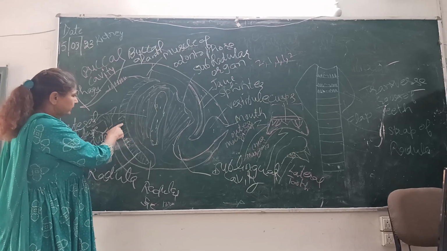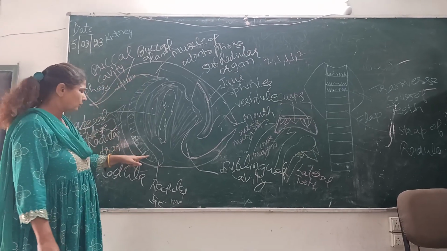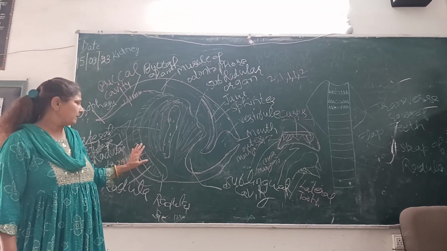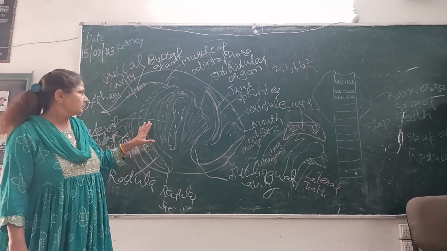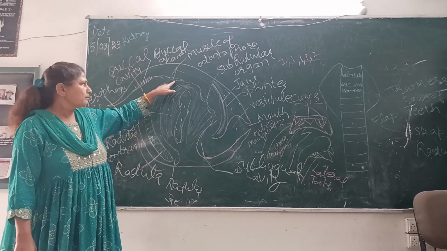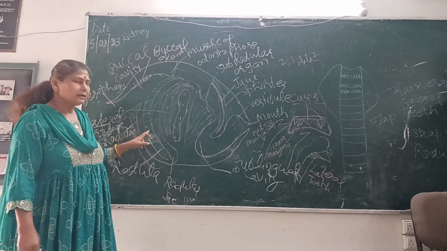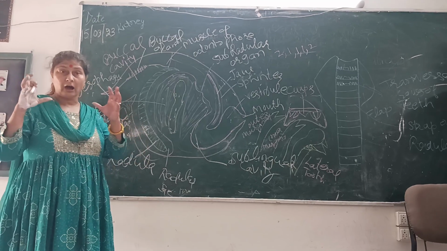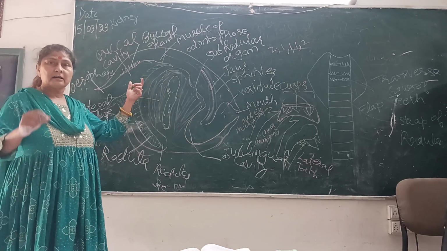After this, there is a very important structure which is called the radula. Why do I say it is an important structure? Because this structure is brown in color, just below the lateral cartilage. It is a transparent brown color, not a very dark portion, a little bit transparent, and chitin made.